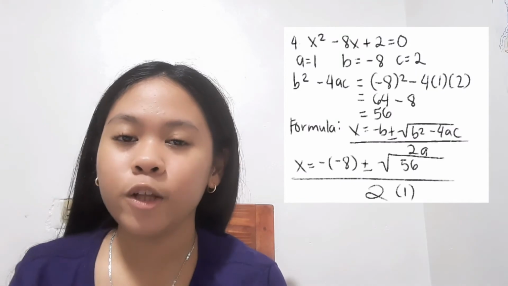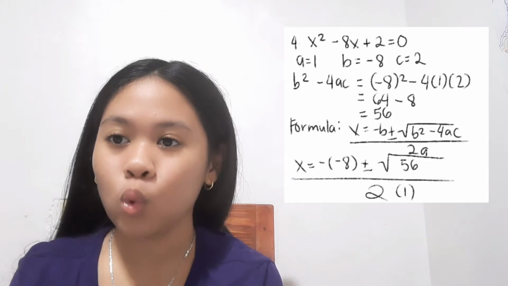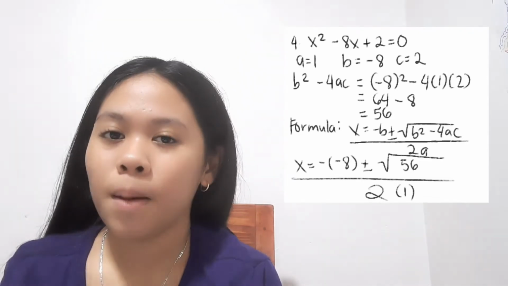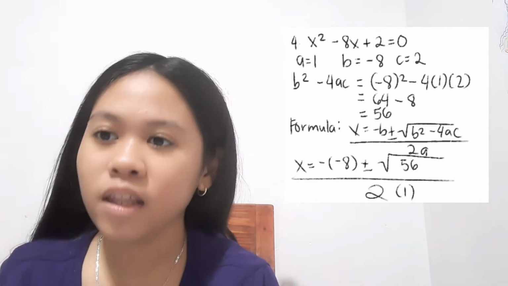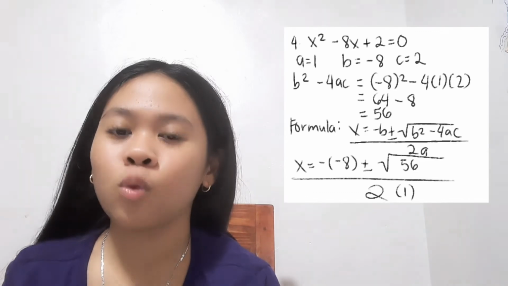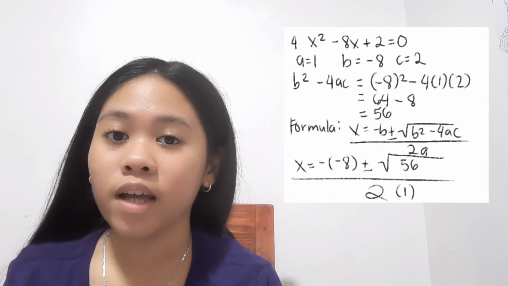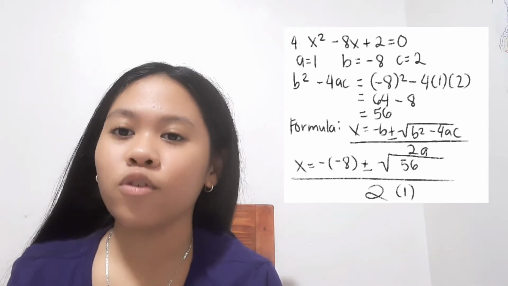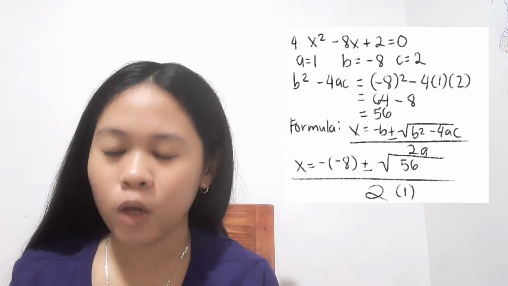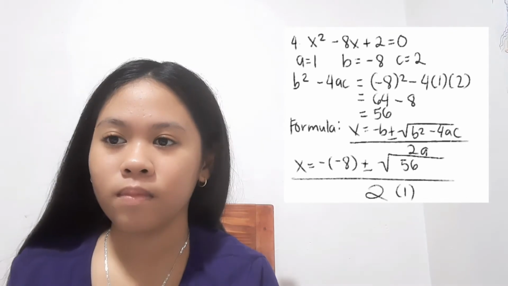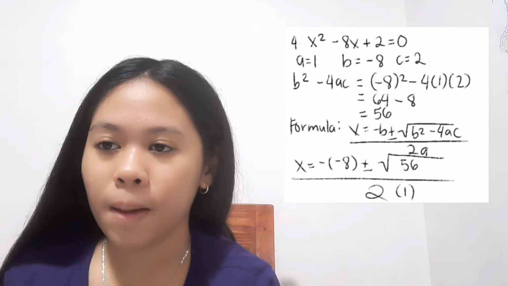And after that, we will use again our pattern. b squared minus 4ac is equal to negative 8 squared minus 4 times 1 times 2. Negative 8 times negative 8 is equal to positive 64. And negative 4 times 1 is equal to negative 4, times 2 is equal to negative 8. 64 minus 8 is equal to 56. And after that, we will use again the quadratic formula.